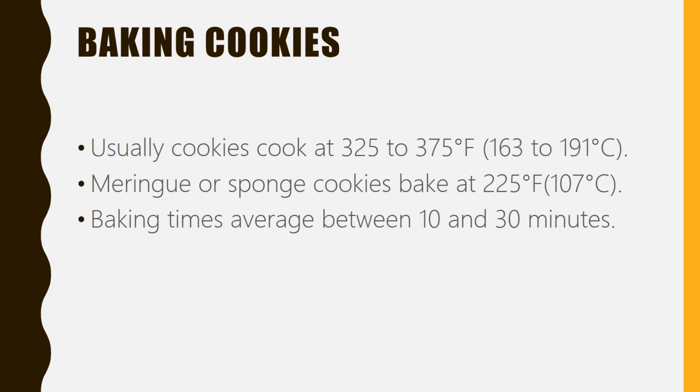Usually cookies cook at 325 to 375 degrees Fahrenheit. Meringue or sponge cookies, however, bake at 225 degrees Fahrenheit. The average baking time varies between 10 and 30 minutes depending on the type of cookie.